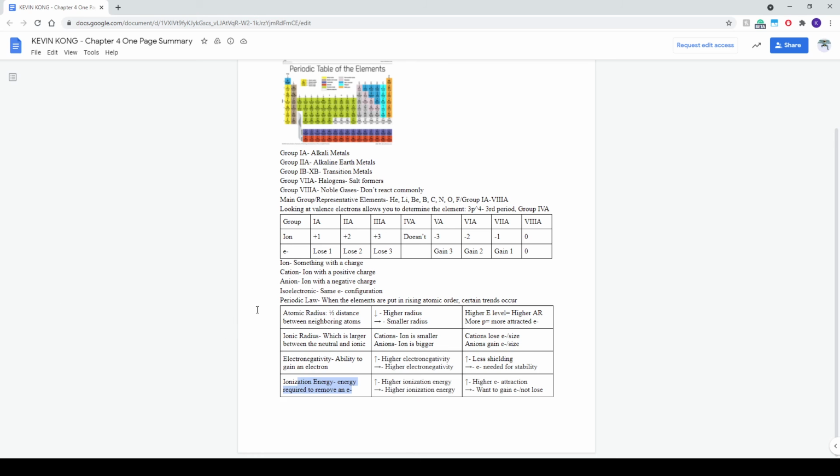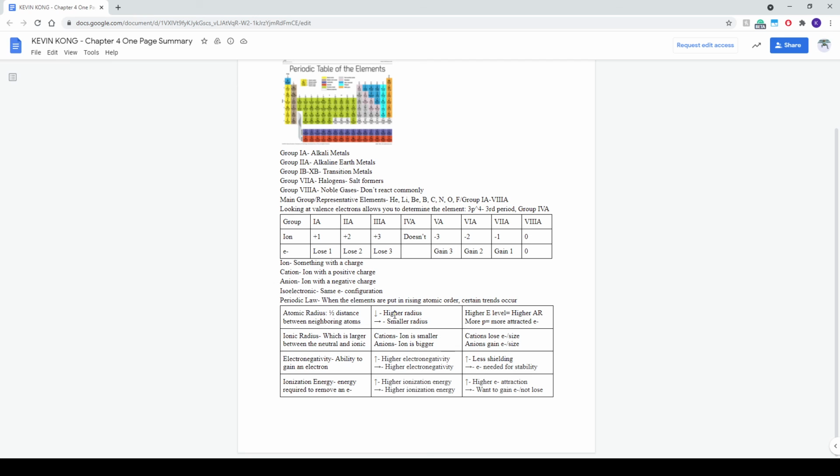So for atomic radius, when we go down the periodic table, it has a higher radius, and when we go to the right, it has a smaller radius. For ionic radii, cations are smaller, and for anions, the ion is bigger. For electronegativity, when we go up, the electronegativity gets higher, and when we go right, it gets higher.